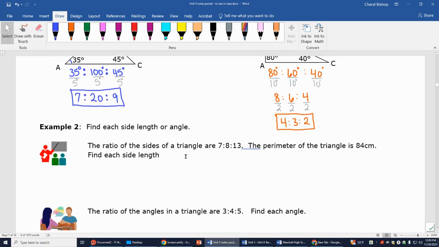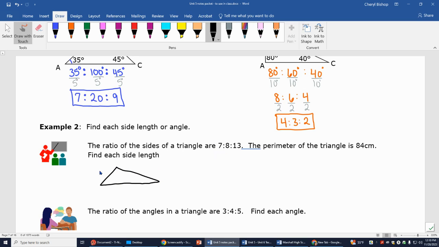All right, the ratio of the sides of a triangle are 7 to 8 to 13. The perimeter of the triangle is 84 centimeters. Find each side length. If I were to sketch this triangle, I know the ratio of the side lengths are 7, 8, and 13. So it's going to be scalene because these are all different. So I'm going to draw myself a little scalene triangle.